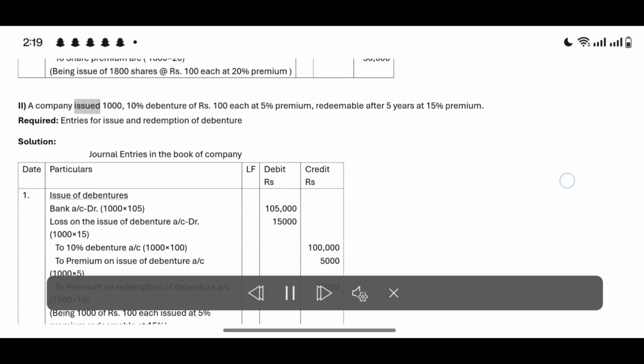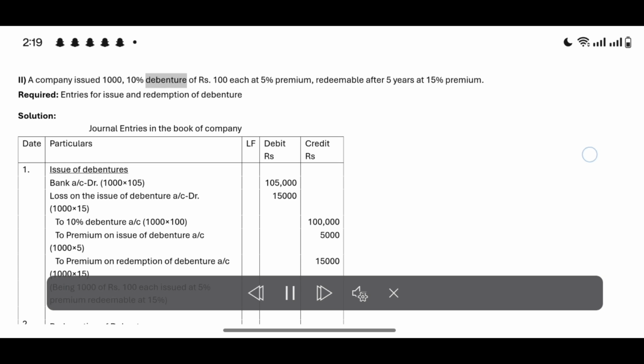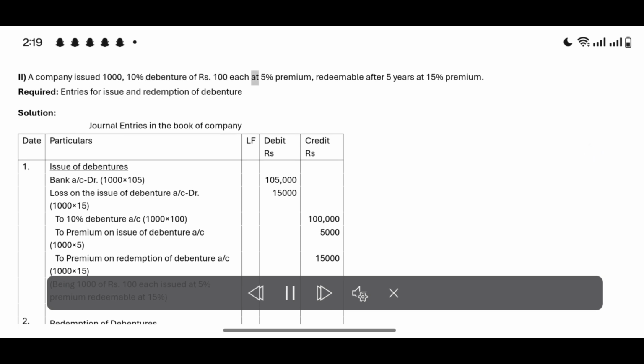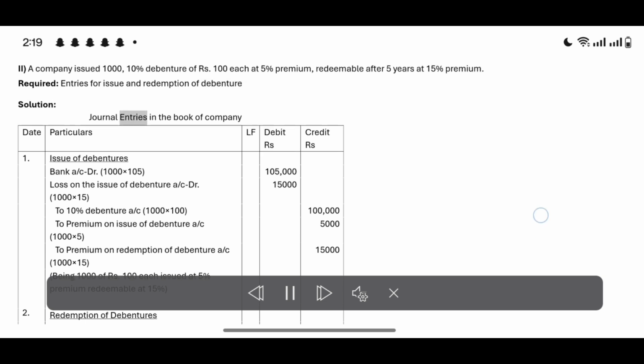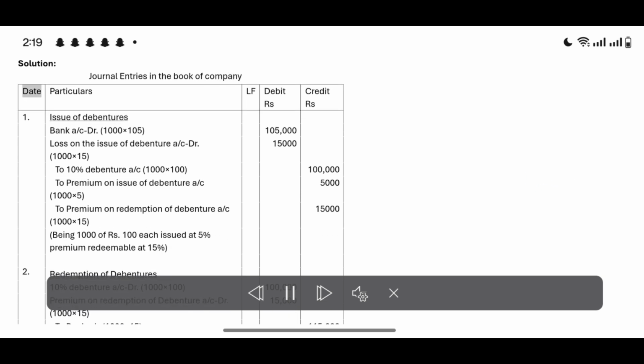2. A company issued 1,000, 10% debentures of 100 rupees each at 5% premium, redeemable after 5 years at 15% premium. Required: entries for issue and redemption of debentures. Solution: journal entries in the books of the company. Date. Particulars. LF. Debit Rs. Credit Rs. 1. Issue of debentures.